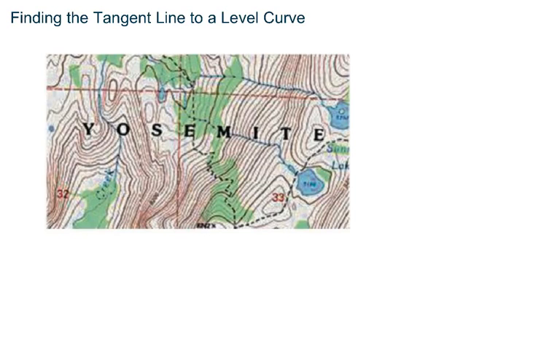Welcome back. And now we are going to talk about finding the tangent line to a level curve. So thinking about a topographic map, and remember how we observed when we looked at this picture in the previous video that the stream flows perpendicular to these contours or these level curves.